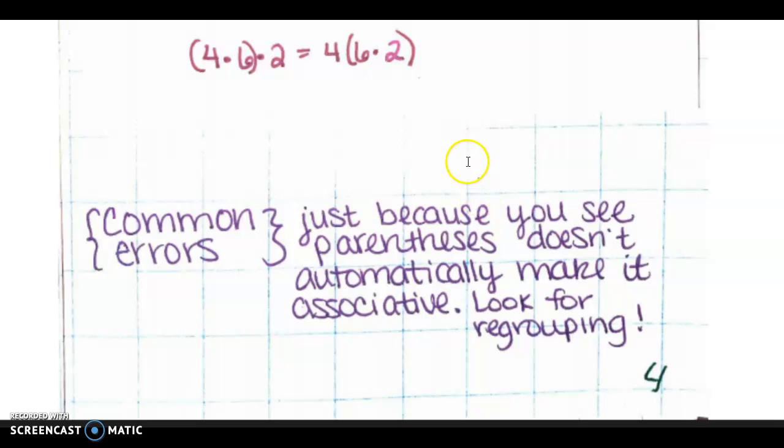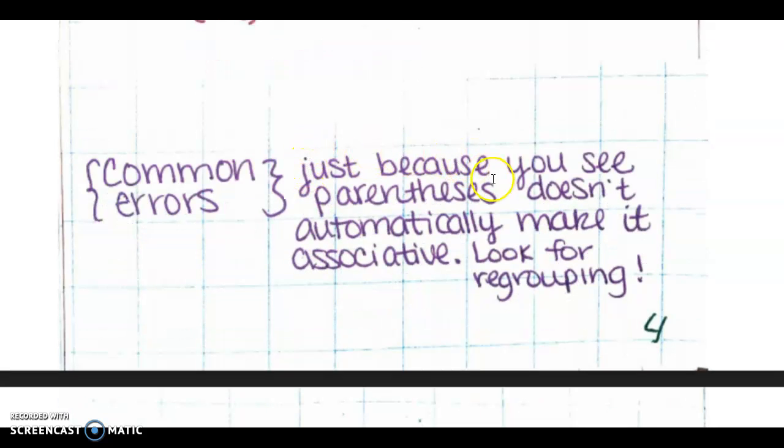Okay, here's a common error. Just because you see parentheses doesn't automatically make it associative. So that's where one thing I feel like you get trained, because you think, okay, grouping symbols, associative, awesome. So if I see grouping symbols, it's going to be associative. Just make sure you're not giving yourself a rigid mindset on that. Just make sure you're looking for regrouping or looking for other evidence of properties before you make assumptions.